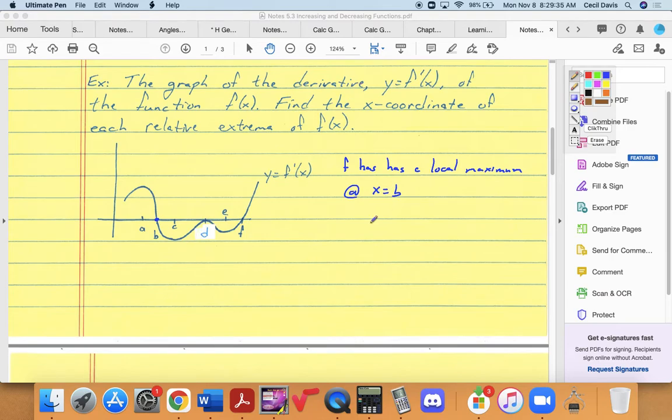All right. What happens to the graph of f at point f? The derivative, f prime of x, changes sign from negative to positive. So what does that mean about f then? It has a local minimum. Correct. f has a local minimum at x equals f.